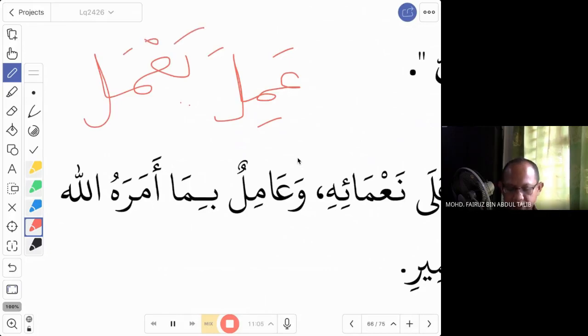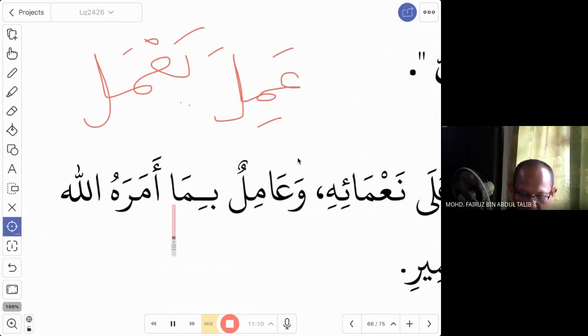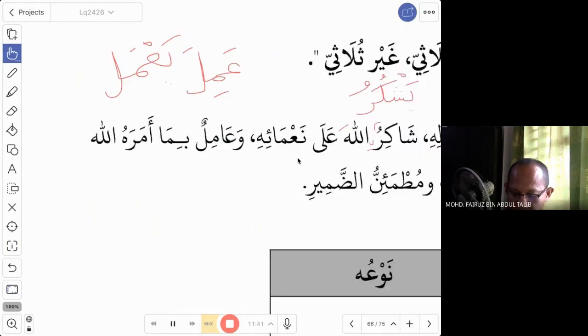So when we say amil, the one who does what Allah told him to do. You can translate this as is doing, as the meaning of its fi'il. Wa amilun, wa ya'malu bima amarahullah. So the believer is someone who ya'mal. You see, again, isim fa'il, sometimes you translate it with the meaning of its fi'il. So it depends on the context. Wa amilun bima amarahullah.